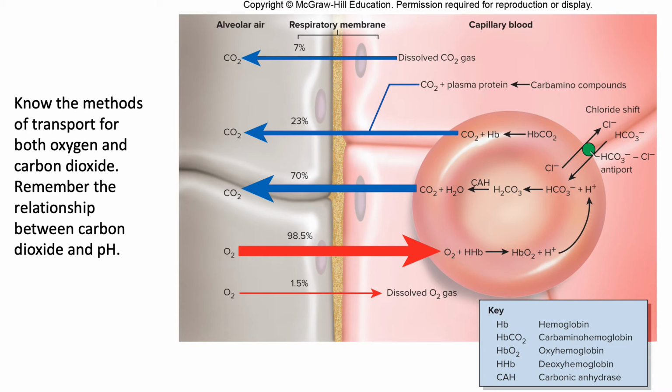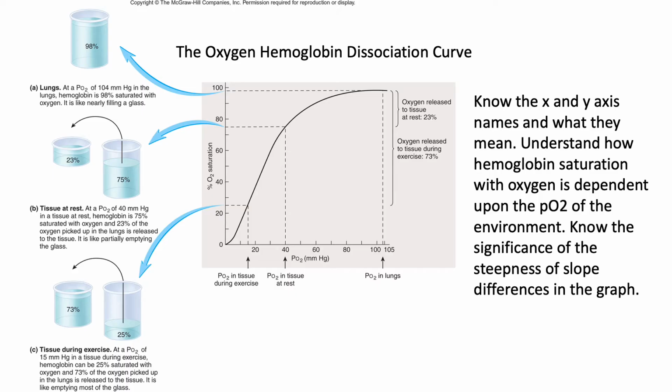And again, that 7% that is dissolved within the fluids diffuses in the opposite direction as well, from the capillary blood into the alveolar air. So it's basically the same reactions that you saw before, just in opposing directions. So you should understand the oxygen hemoglobin dissociation curve.